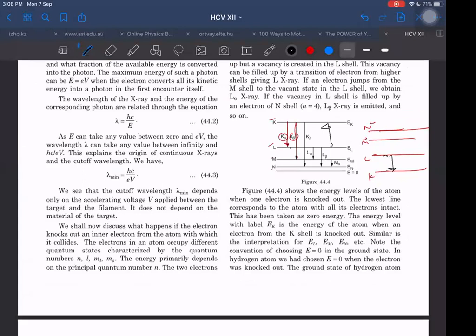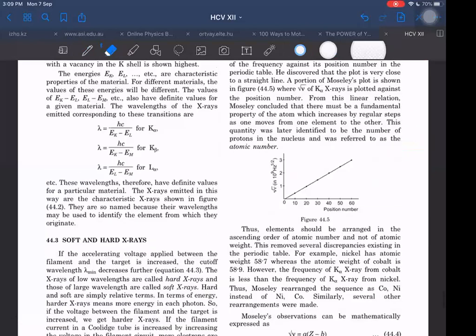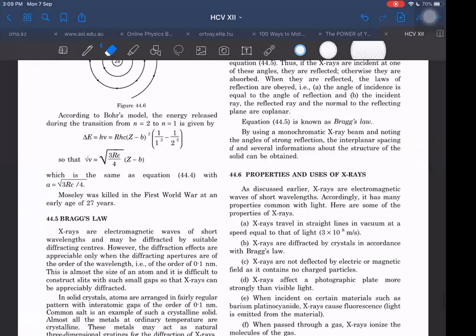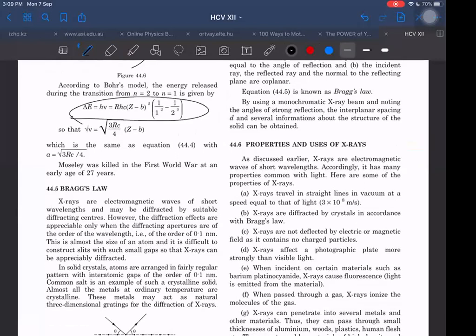As the electron comes from L to K, it emits a photon. So K alpha simply means the energy difference: energy of K minus energy of L. That is the energy of the K alpha type photon, we can say. Okay, sir. That's it. Nothing much is there in this. And then we have Moseley's law, which I will discuss.